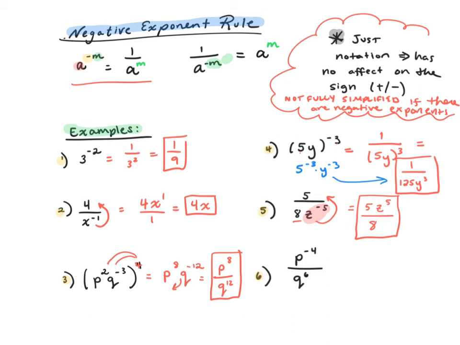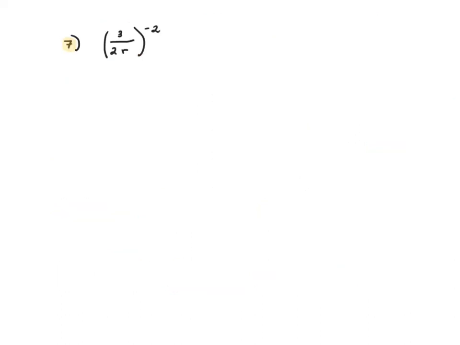So, example 6, the only thing that's wrong with this or not simplified is this p to the negative 4th. I can't have negative exponents. So I know that's going to have to move, and only that. So that's going to become 1 over q to the 6th, p to the 4th. So make sure you have that 1 there. Okay, we're going to do one more on the next page.